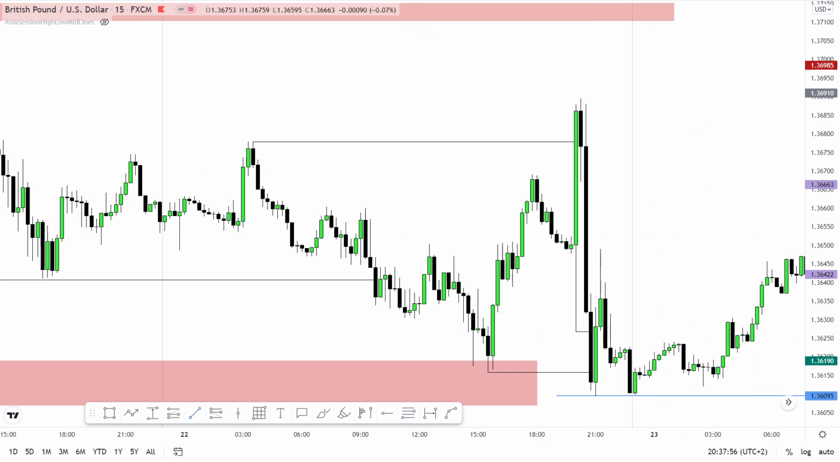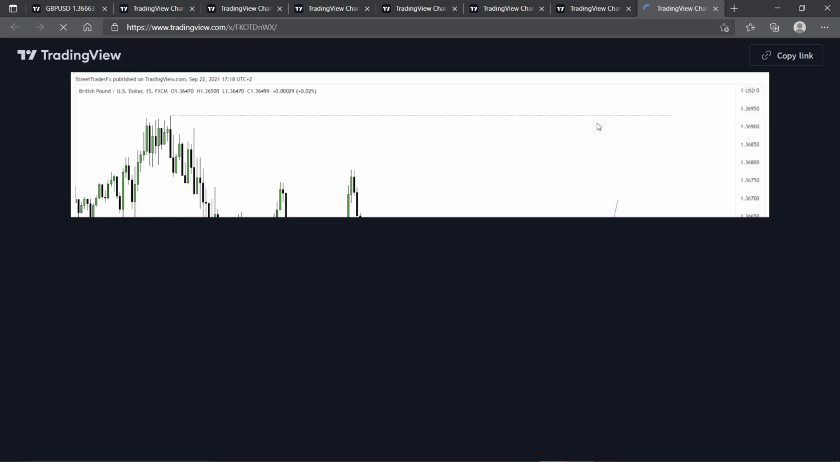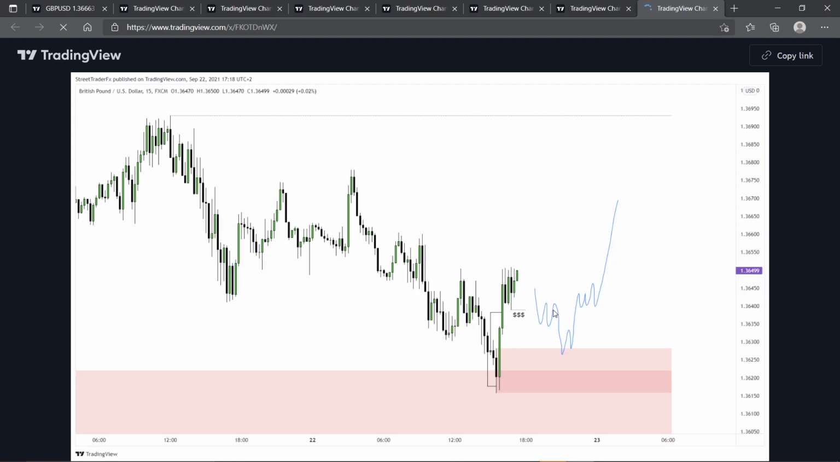So let's quickly load in the other chart. The first one is this one. That was the whole projection of the up move. It's gonna load right now, so let's be patient. So that was the whole projection.